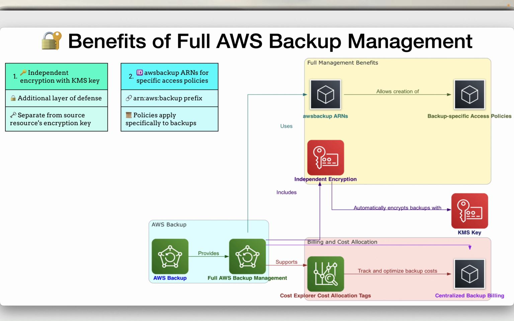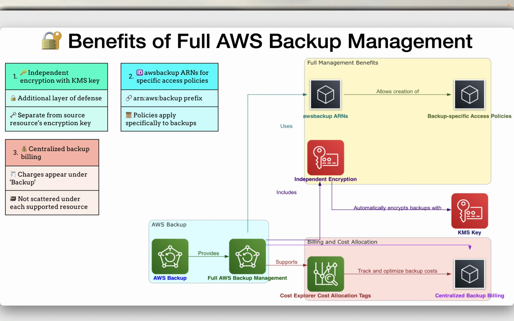Backup ARNs start with something like arn:aws:backup instead of arn:aws:source-resource. So there is a slight difference, which allows you to create access policies that apply specifically to backups and not the source resources. Because we are using Amazon Resource Names, and because they have separate namespaces, it's easier to create access policies, which helps provide much better control.